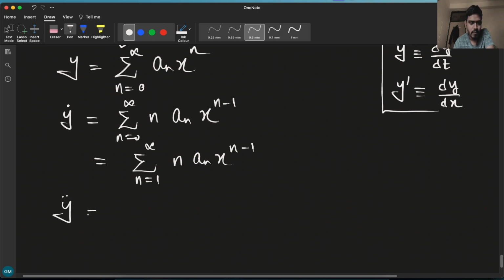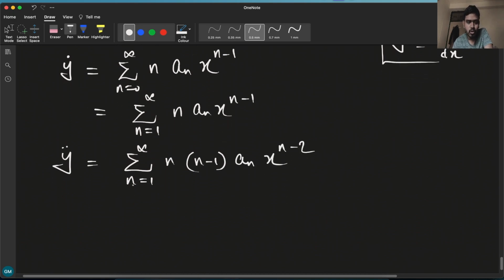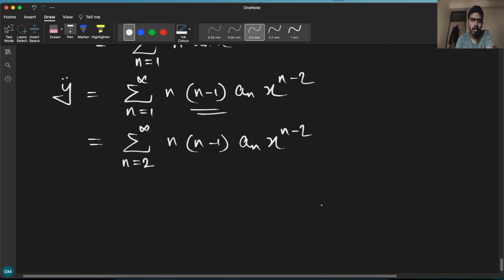If I take another derivative, then it will be the sum from n equals 1 to infinity of n times n minus 1 an x to the power n minus 2. And also if I put n equals 1, then you see this term is 0 because of the n minus 1 factor. So I can start from n equals 2 to infinity. Good. Now we want to compare the coefficients, so we don't want x to the power n minus 2 kind of terms. We want x to the power n, right?